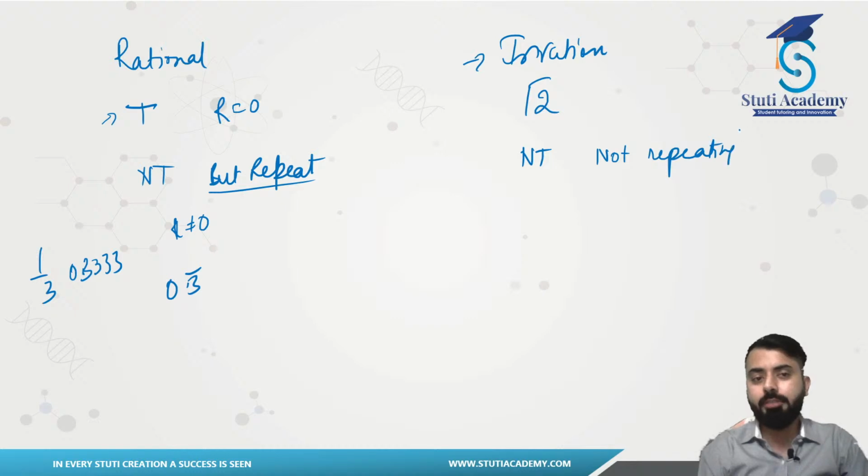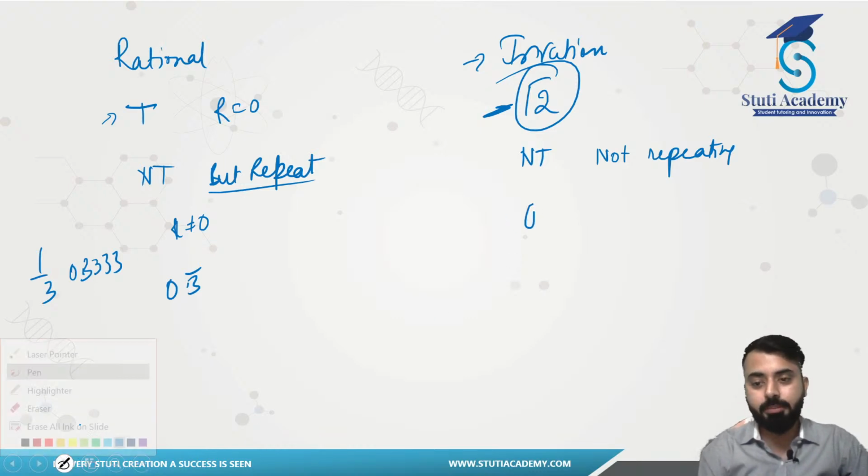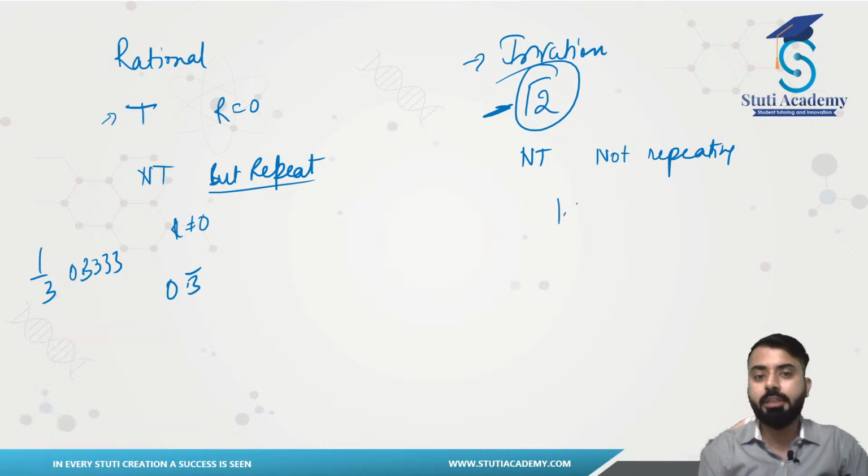So they will be non-terminating and non-repeating. If you remember a bit of this, you should remember that when I long divided to find the square root, I had something like this. Let me just erase this. It was 1.414 and so on, right? So this was the case here.